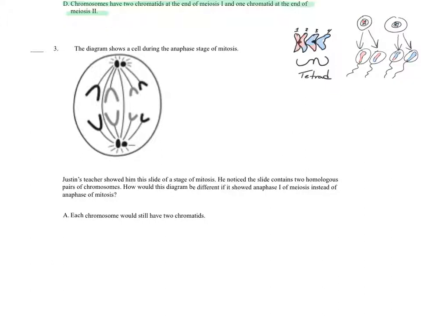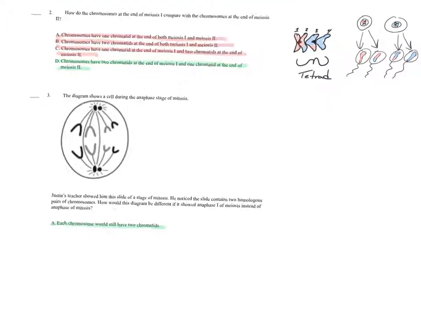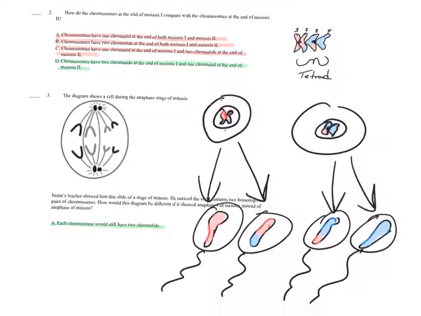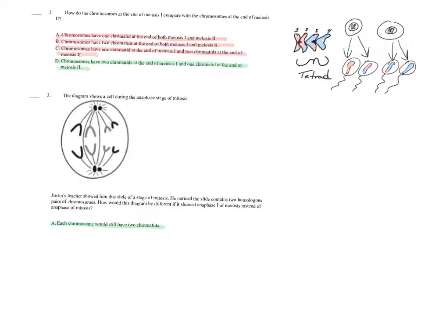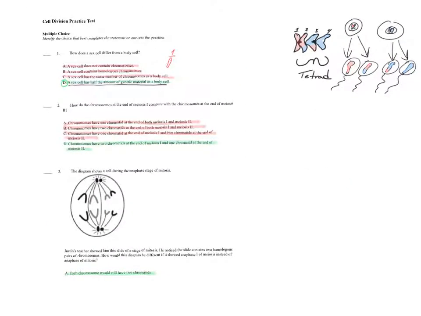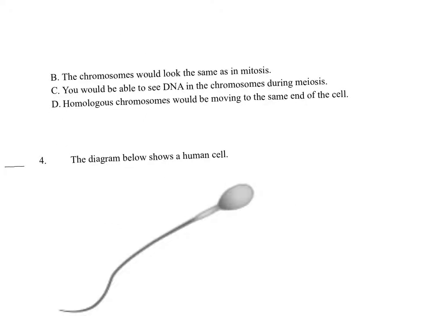If you didn't get that, go back and review this video when I post it and understand why, after meiosis 1, you would have 2 sister chromatids, not 1, because the tetrad is separated. All right, and what are the other options here? Just to be clear, there might be more than one right answer. The chromosomes would look the same as mitosis. Well, that's not correct. Again, I'll reference you back to what I just stated. You would be able to see DNA in the chromosomes during meiosis. What?